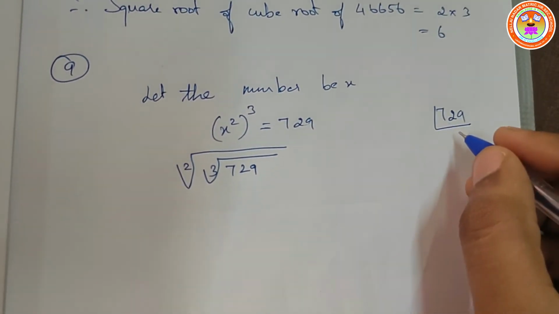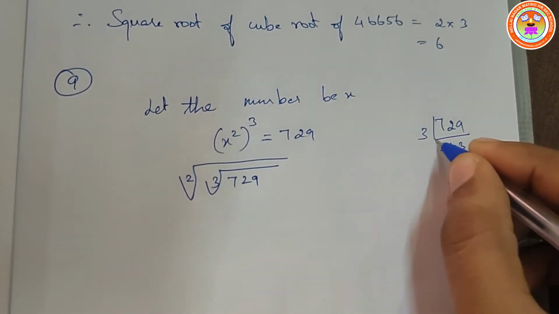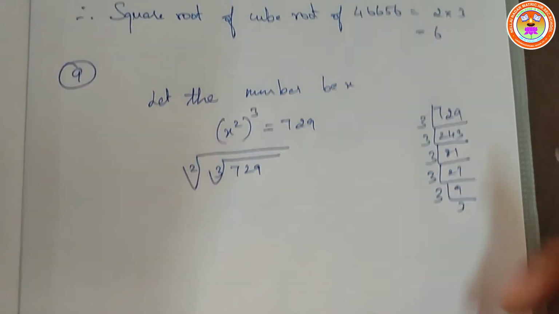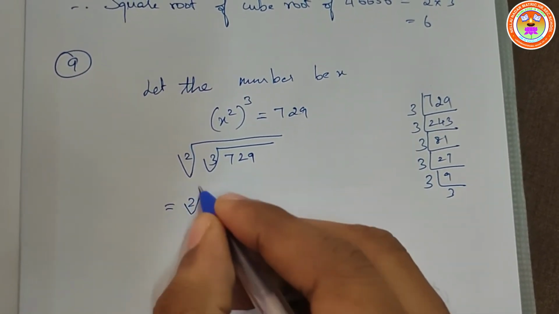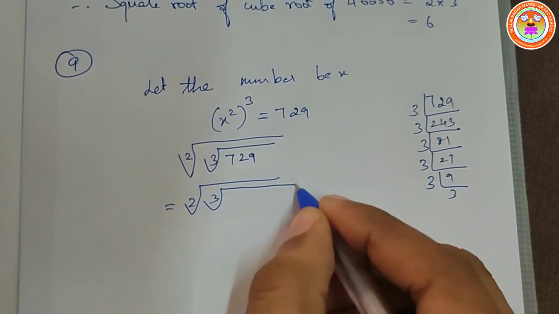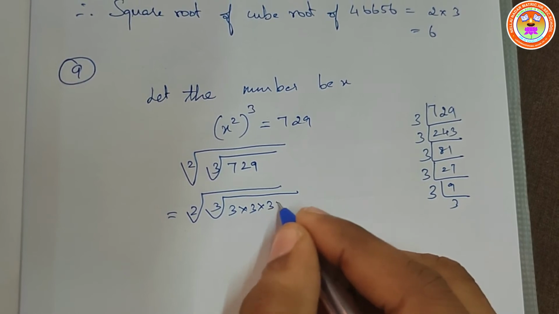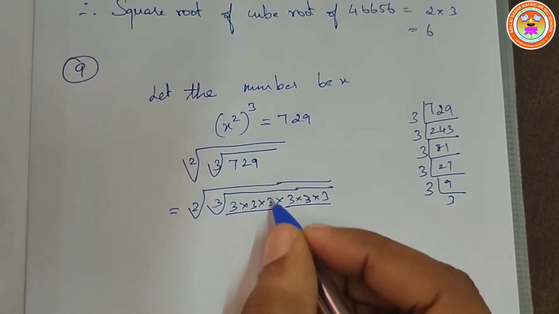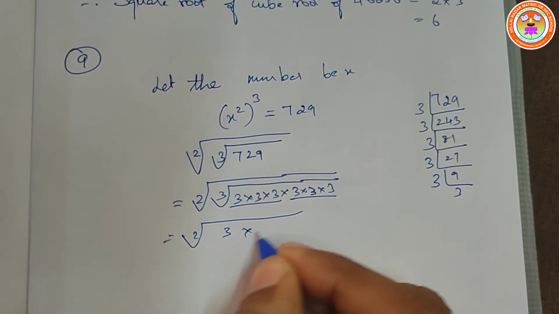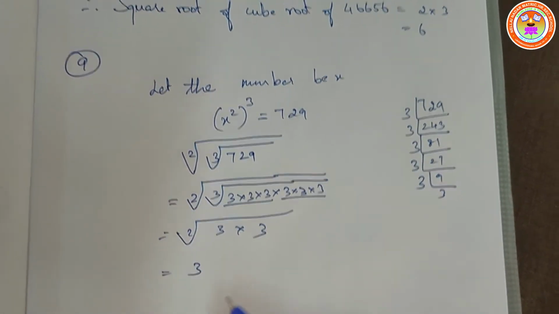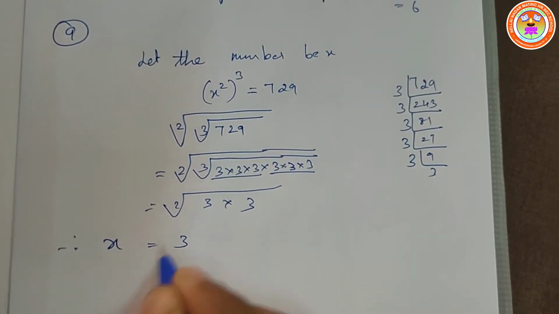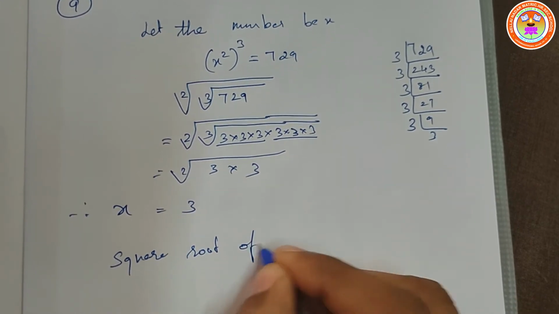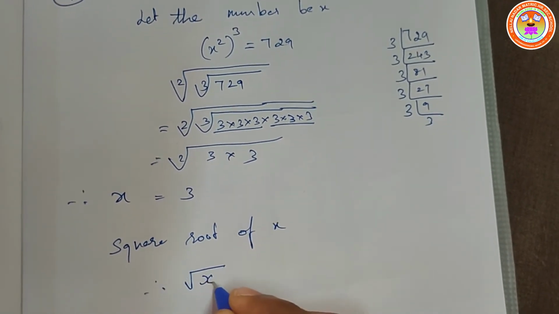Now we have to find the prime factorization of 729. So we already found it. It is nothing but 3 tables only. 243, again 3 tables will get 81, again 3 tables will get 27, again 3 tables 9, again 3 tables 3. So square root of cube root of 729 is 3 into 3 into 3, 3 into 3 into 3. So for cube root you have to take 3 numbers, 3 sets, 1 3 outside. So square root of 3 into 3, it's nothing but 3. Clear? This is the answer. So therefore x is equal to this. And they asked us to find square root of x. So therefore square root of x is equal to square root of 3.